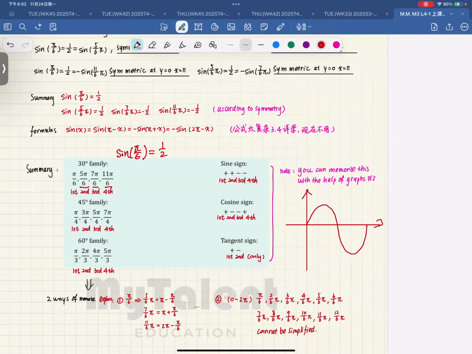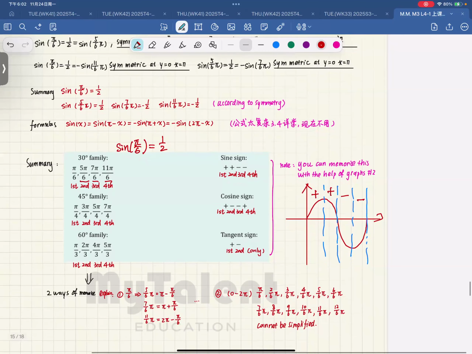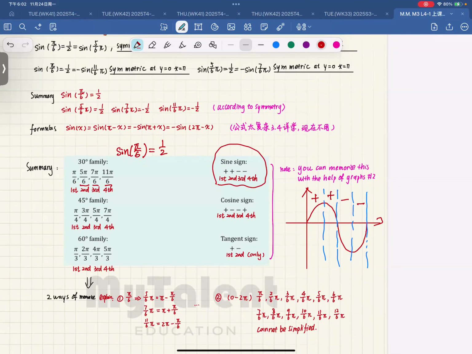Okay, if I draw this graph and I divide this graph into 4 sections. In this section, the sine value is positive, in this section the sine value is positive, in this section it is negative, and this section is negative. That's why we have positive, positive, negative, negative here. Does that make sense? Yeah.